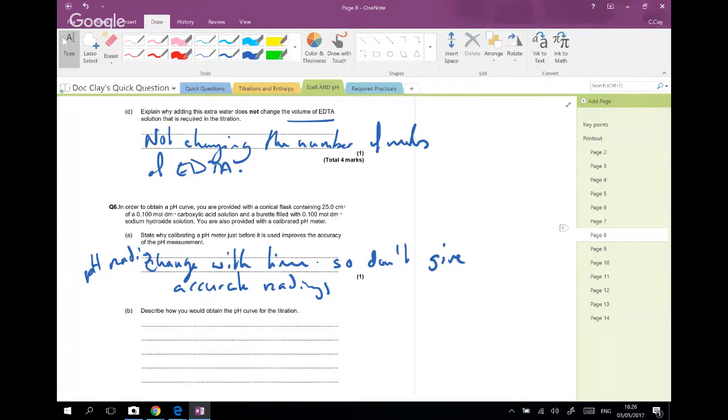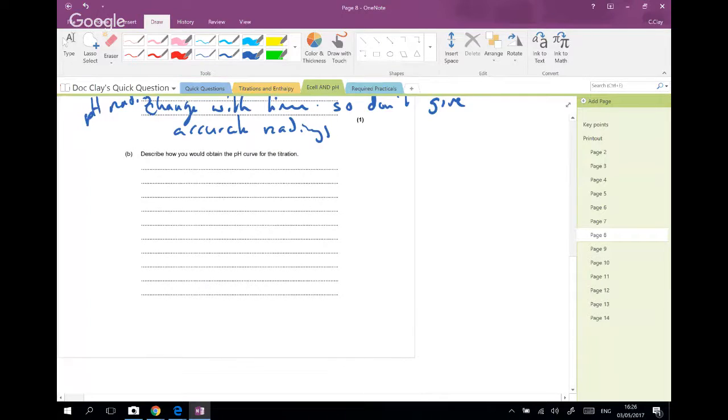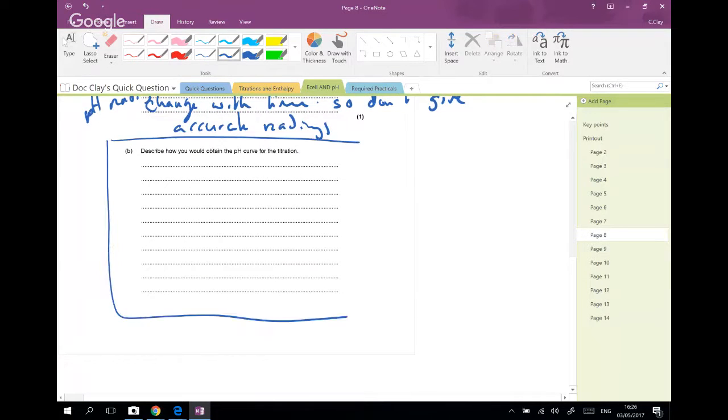Okay, describe how you would obtain the pH curve for the titration. Essentially, we've seen that last week. If you're not too sure, do check out the answers. There's 5 marks going through this. I'm not going to write them all out because I'm running short on time here.